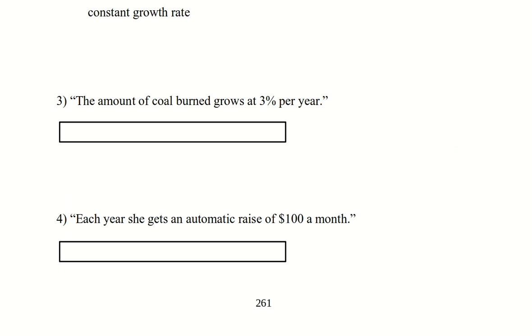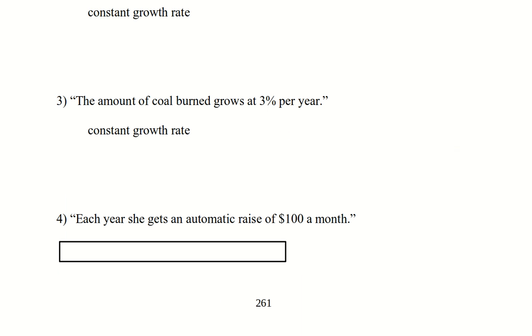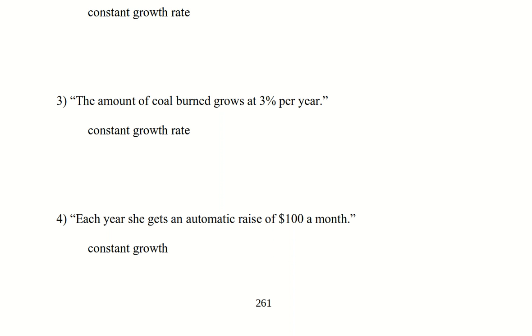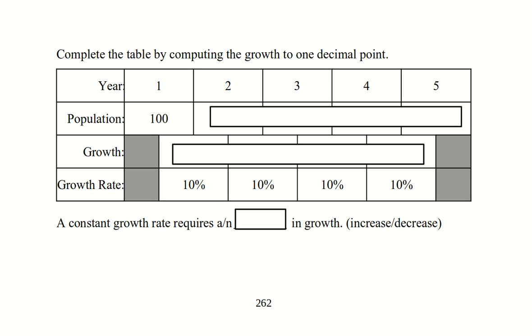The amount of coal burned worldwide grows at 3% per year. That's a constant growth rate. Each year she gets an automatic raise of $100 a month. A constant growth. Now on the next page we're going to look at what happens when the growth rate is constant. So here notice that the growth rate stays 10% from the beginning of the question until the end of the question. And so we ask the question, what happens when the growth rate is constant?